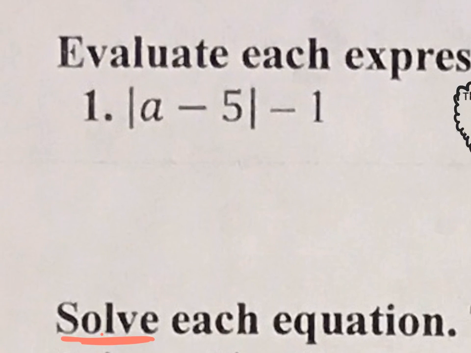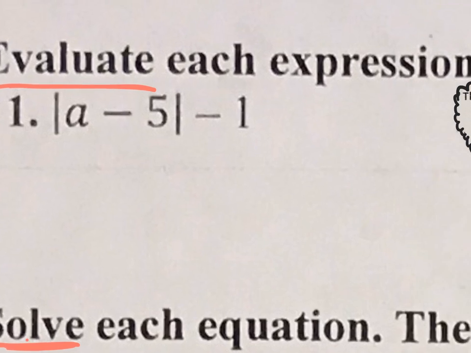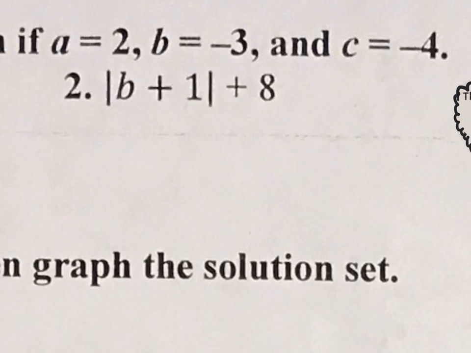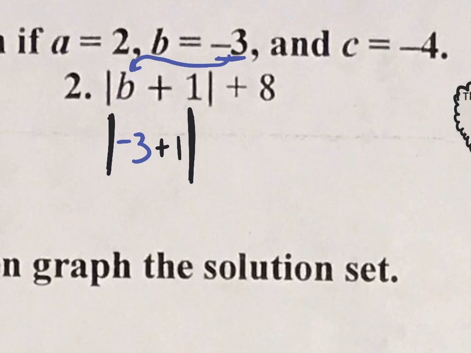Up here on 1 through 4, it says evaluate. And I hope we remember that evaluate means to plug it in. Plug what in? Plug in the answers that they give you. Not the answers, the values that they give you. So they tell you A is 2, B is negative 3, and C is negative 4. All you have to do is plug in the values that they give you. So for example, this negative 3, you're going to plug it in right there. And then you're just going to do the math. Absolute value of negative 3 plus 1, close the absolute value, plus 8. You just do the math.